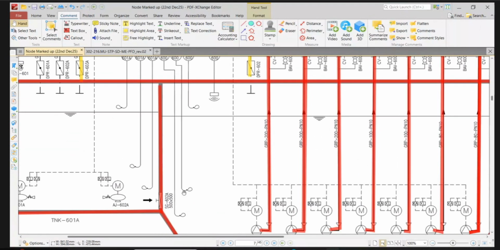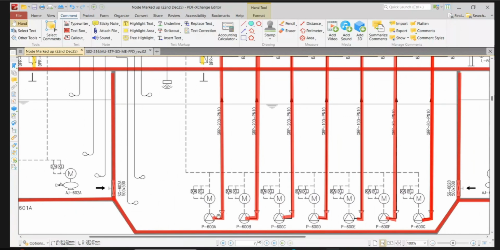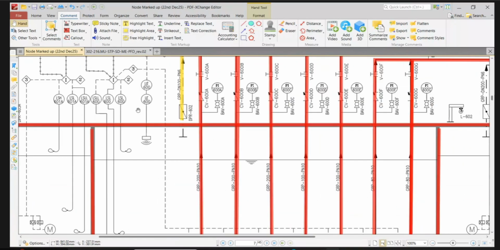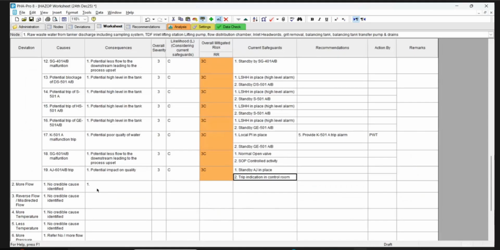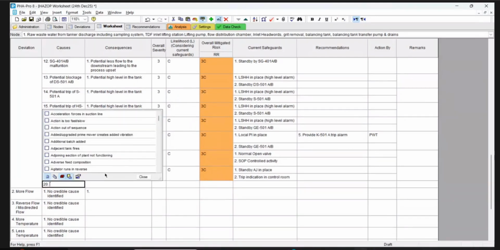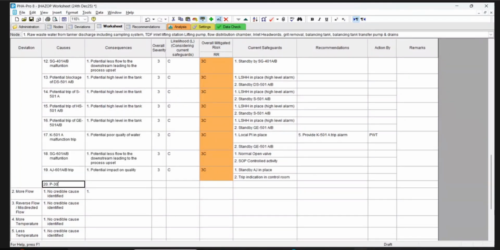So see, I have seen this one. Now I am going here. If any one of these pumps trips, so potential high level here, and no flow there, right? So P-600 A, B, C, D, E, F, G. A, B, C is one set. Pump 600 A, B, C is one set. If B or C trips.